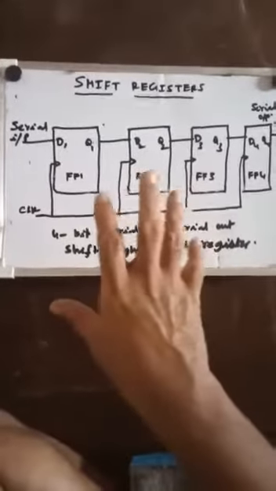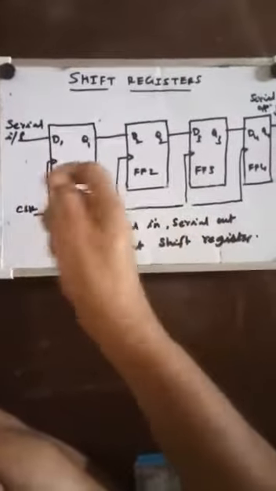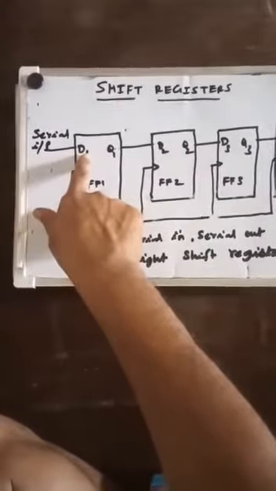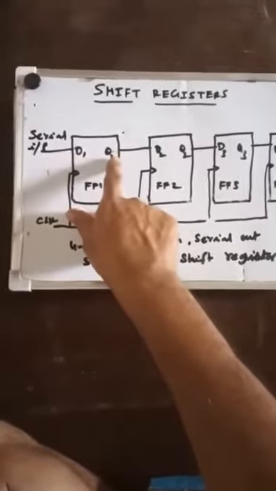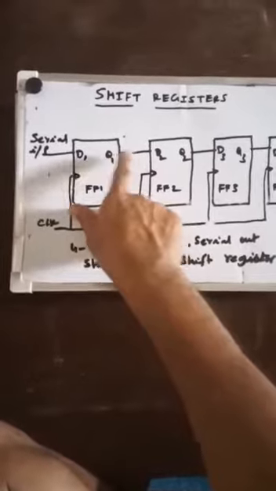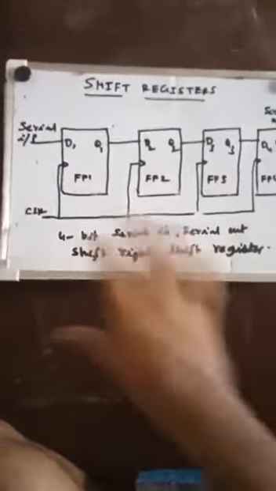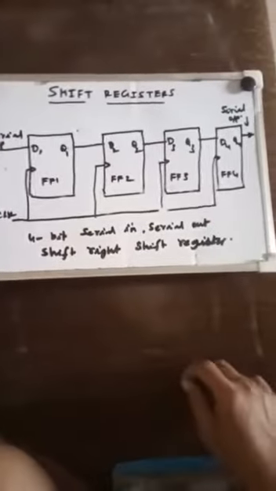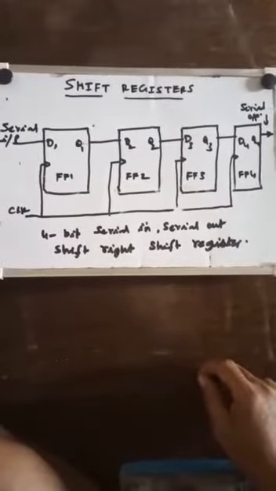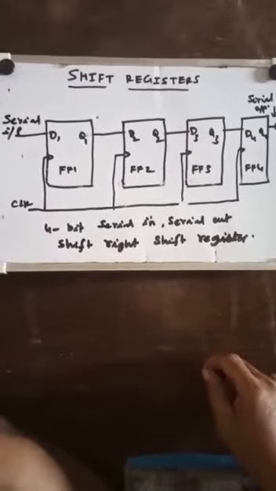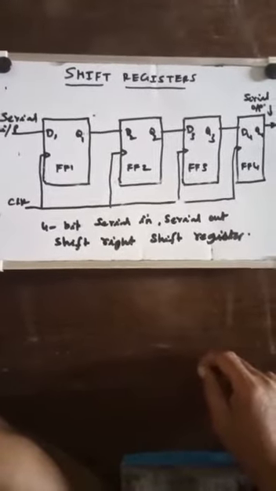So what is the operation of a D flip flop? Let us discuss the D flip flop. If the input is given as 1, it generates output as 1, and if it is 0, the output is 0. That is the basic operation of a D flip flop. Here, 4 D flip flops are designed, so it can be called a 4-bit shift register.